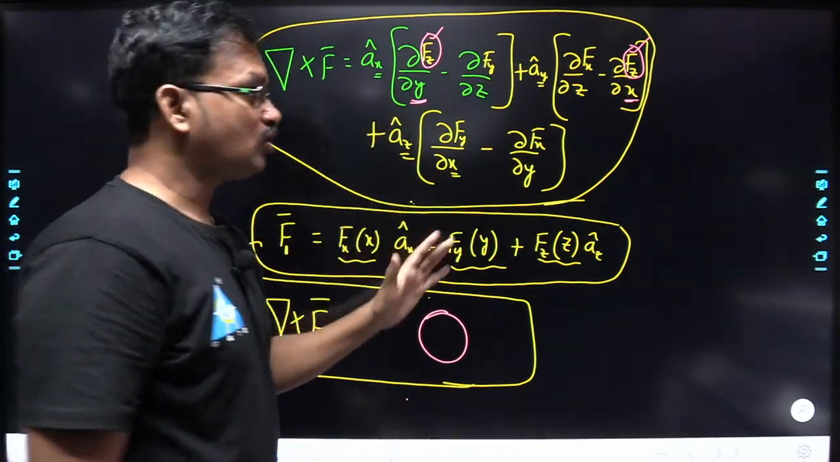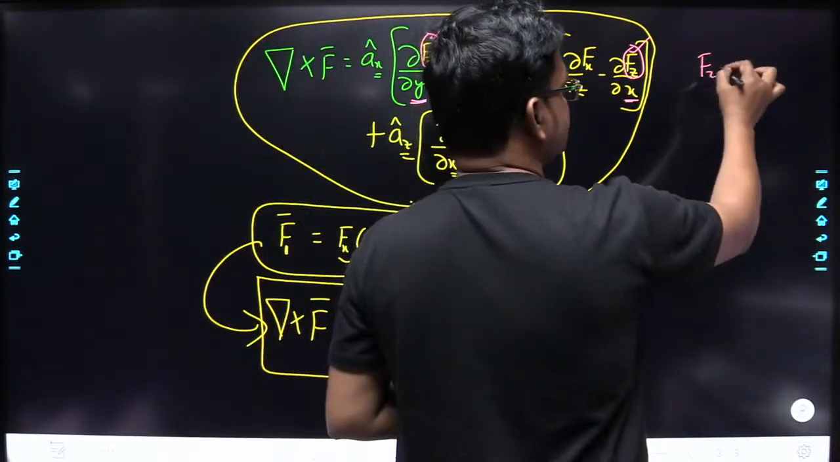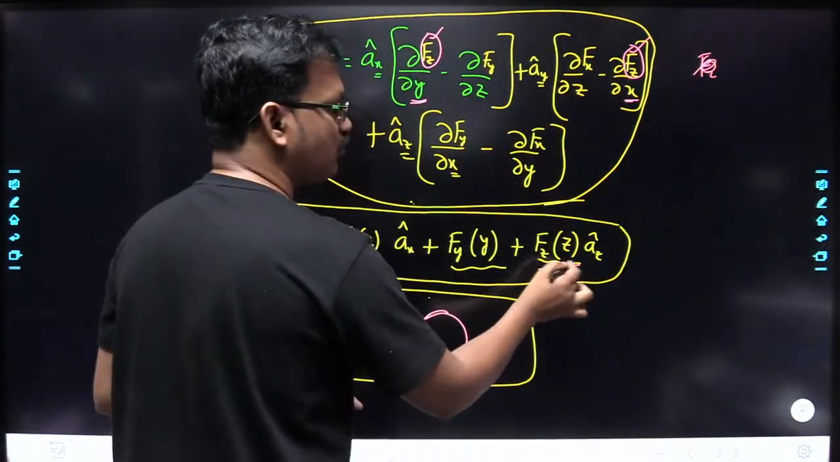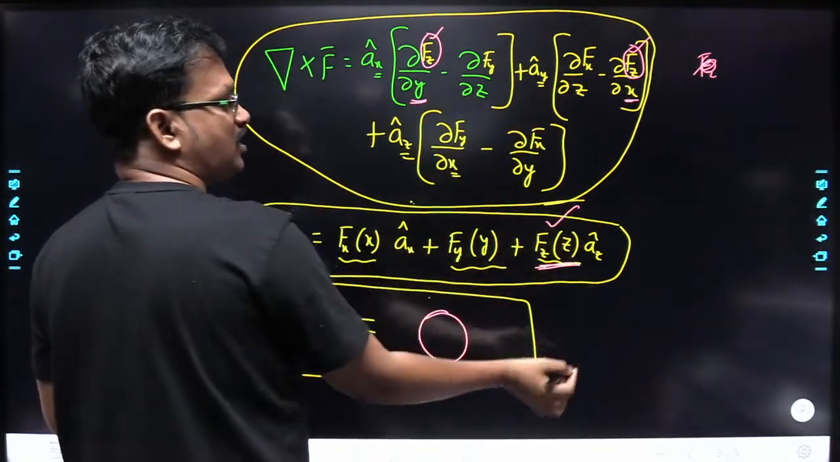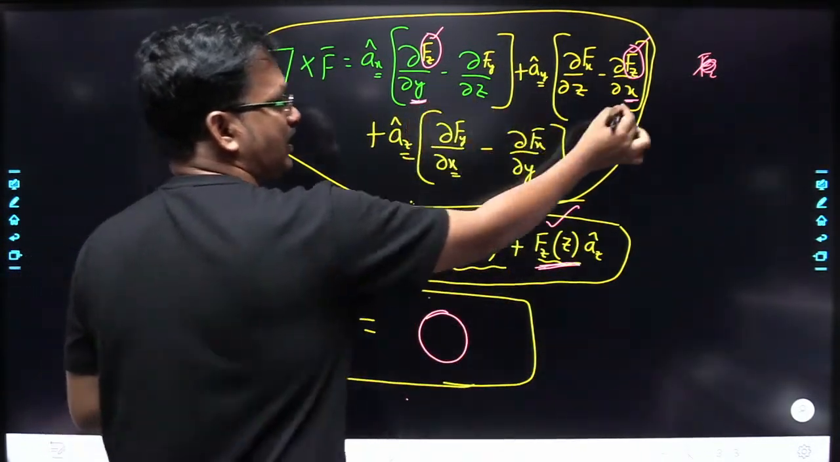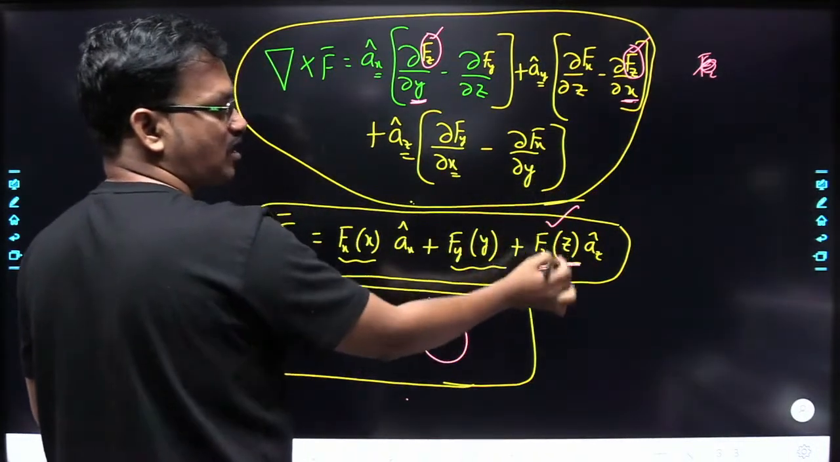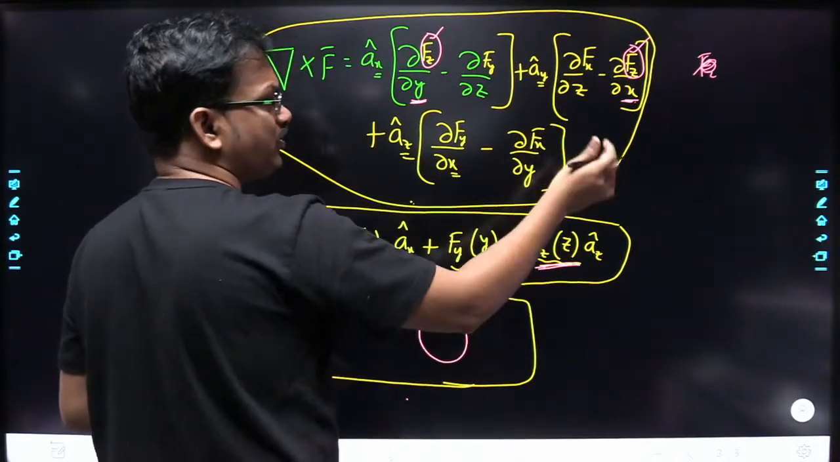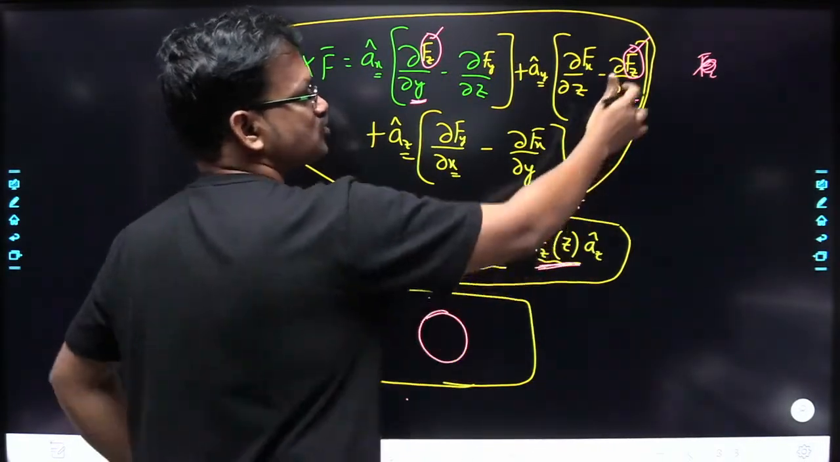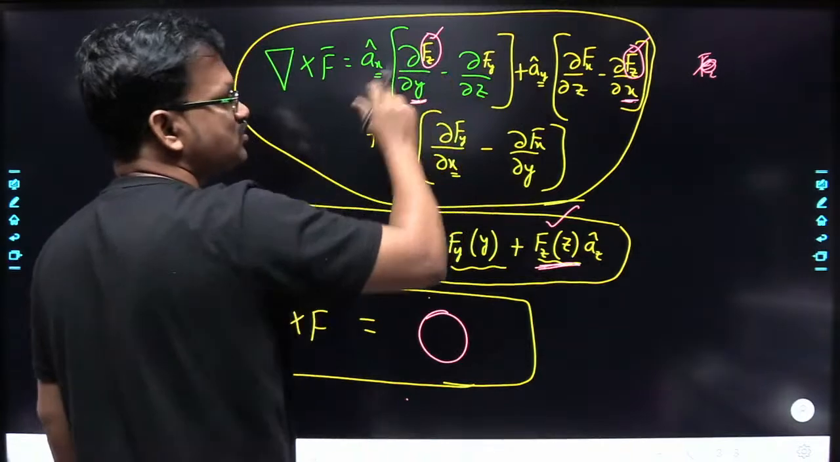Yes or no here? So if f z is a function of only z, while expanding the curl you are differentiating the z component only with respect to y and x. You are not differentiating this component with respect to z. So this term will become 0. This term will also become 0.